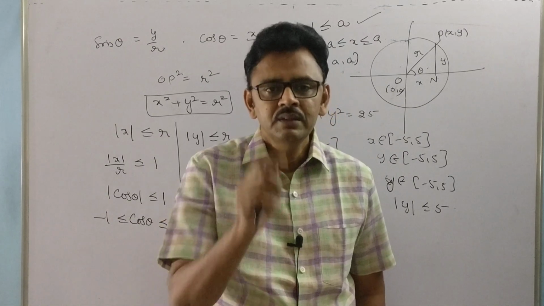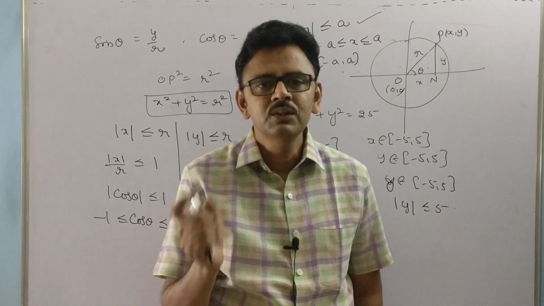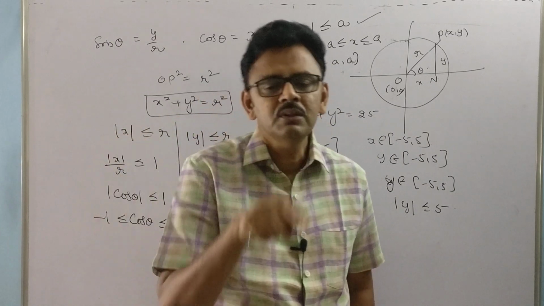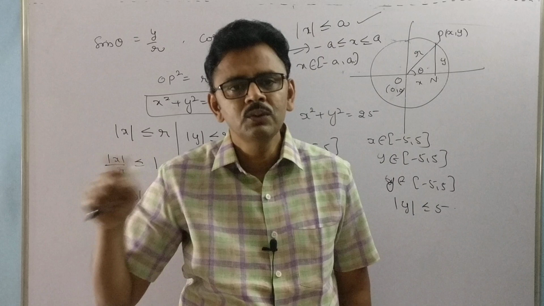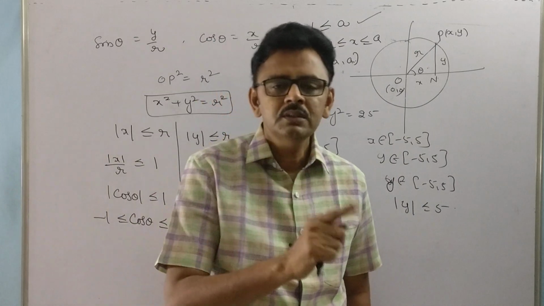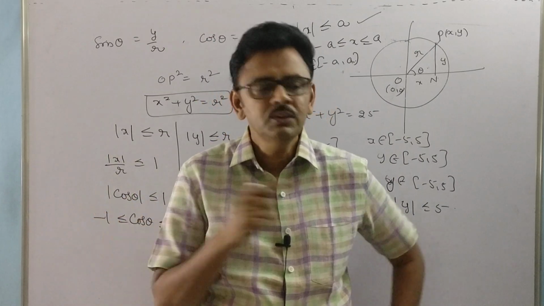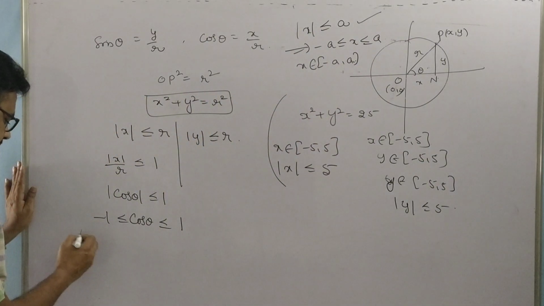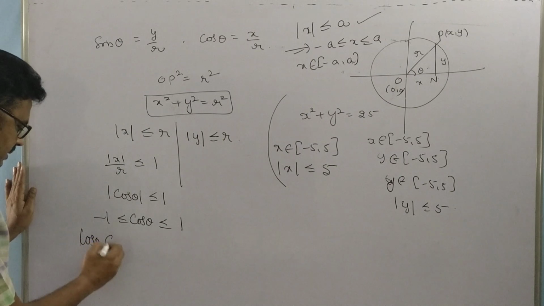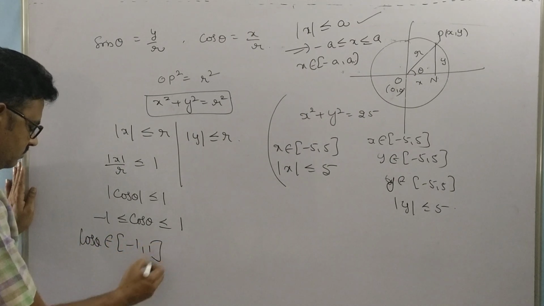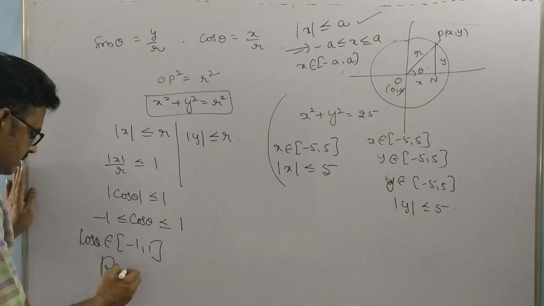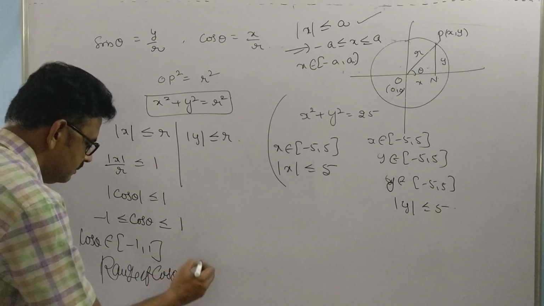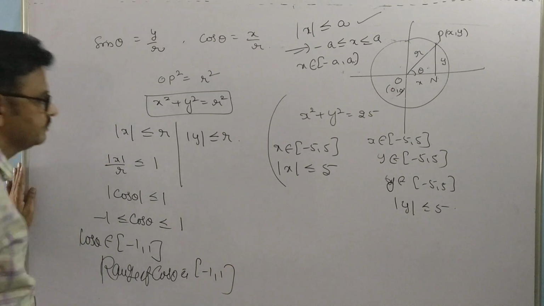Like that, the range of cos is what? Minus 1 to 1. Cos theta equal to minus 5 is impossible. Cos theta equal to minus 2, no solution, not possible. Cos theta equal to 2, not possible. So the range, that is cos theta belongs to minus 1 comma 1. Therefore the range of cos theta is minus 1 to 1.